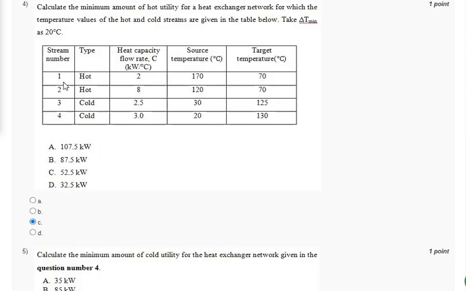Now the numerical question. It is based on the pinch technique to solve the heat exchanger network. To calculate the minimum amount of hot utility for a heat exchanger network for which the values of hot and cold streams are given. Delta T minimum is 20 degrees centigrade. If we solve this problem by pinch technique, we will get the maximum negative value minus 52.5 kilowatt. So answer is C. So for this question number 4, the answer is C, 52.5 kilowatt.